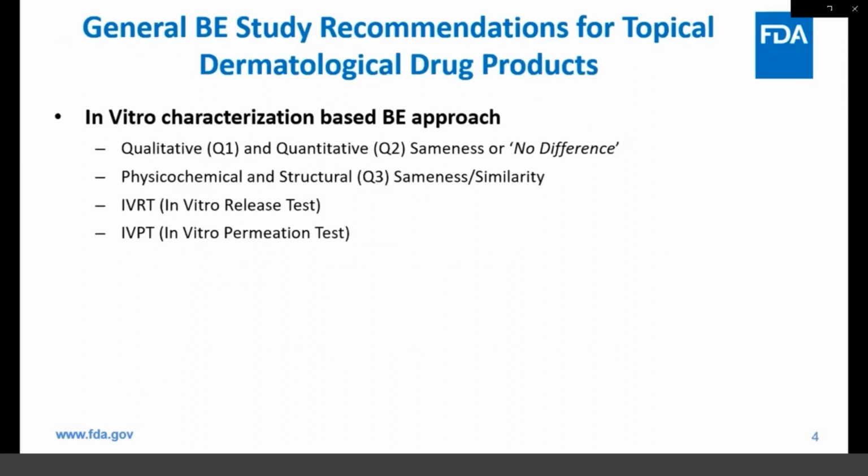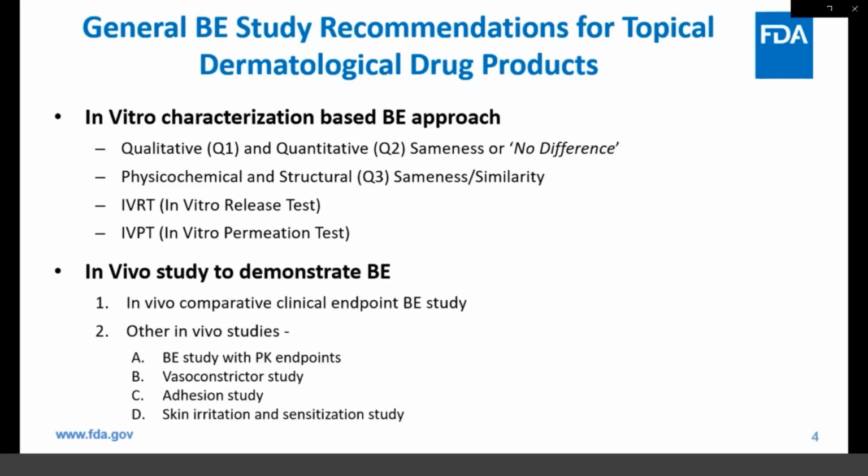The agency publishes product-specific guidance on establishing bioequivalence for generic dermatological drug products. In vitro characterization-based bioequivalence approach can be adopted for many dermatological drug products. In general, this approach includes qualitative and quantitative sameness or no difference criteria, physicochemical or structural similarity or sameness, equivalent rate of drug release, and equivalent rate and extent of drug permeation using excised human skin.